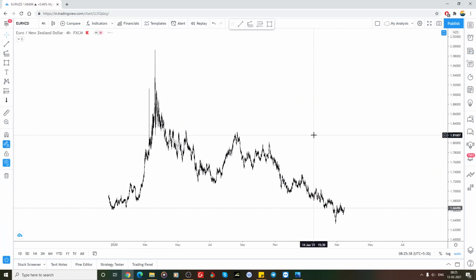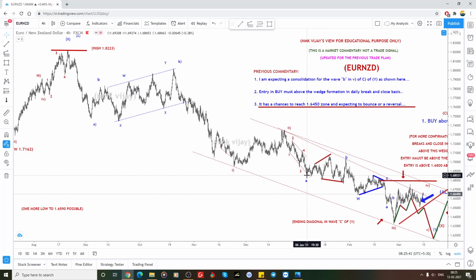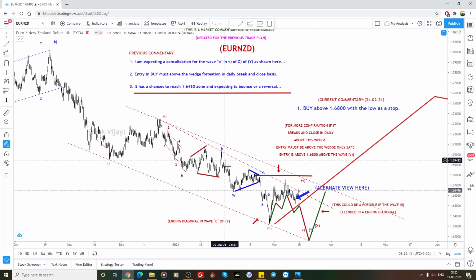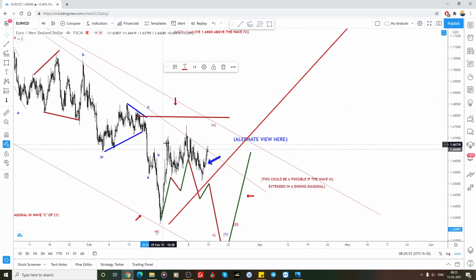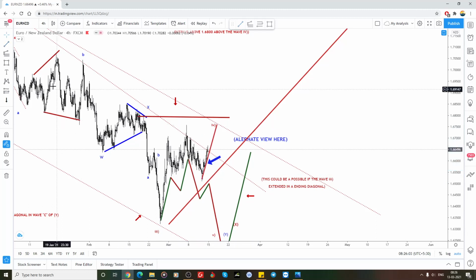So here, as I said previously also, if the third wave gets extended, A B W X A B C Y, so this is the third wave, we are still struggling to make an impulsive wave. So in that case I'm expecting from here, once it breaks this high, it could be the end of the fourth wave, or it could make a triangle.